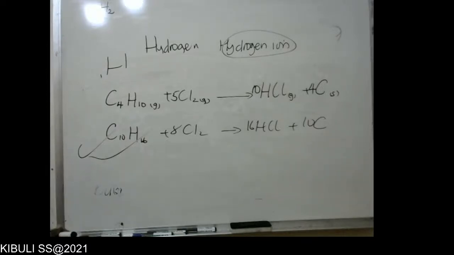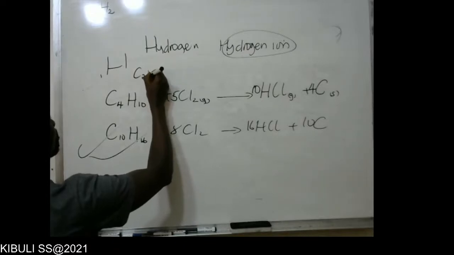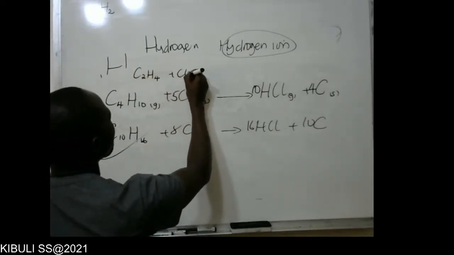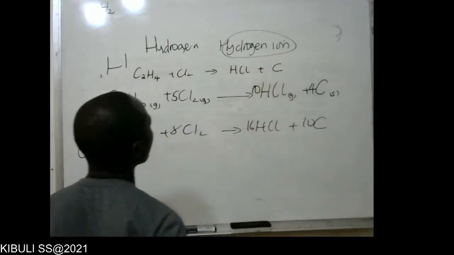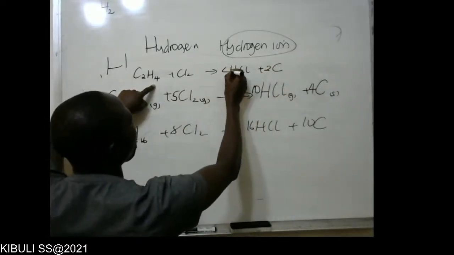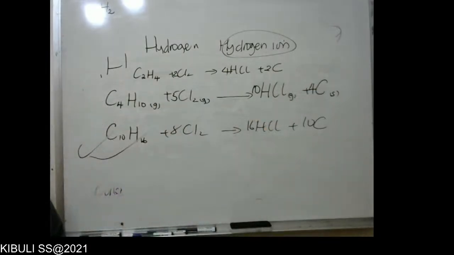Let me talk about a simple alkene, ethene. What is ethene? C2H4. So plus chlorine. So what shall we obtain? Hydrogen chloride plus carbon. So how many carbons are they? 2. How many hydrogens? 4. So chlorines? 2. Simple things. The information remains the same.